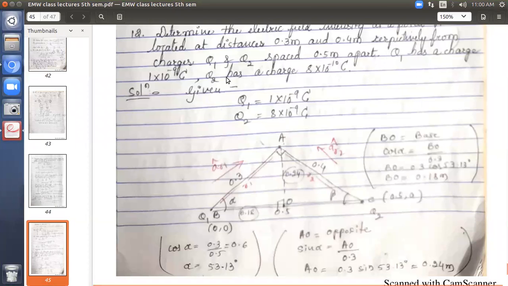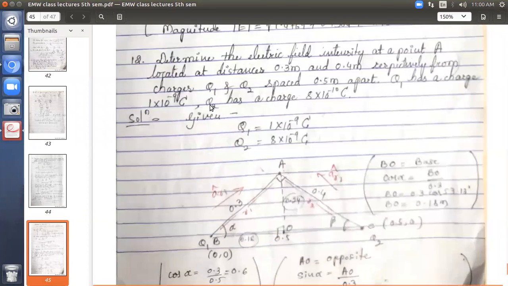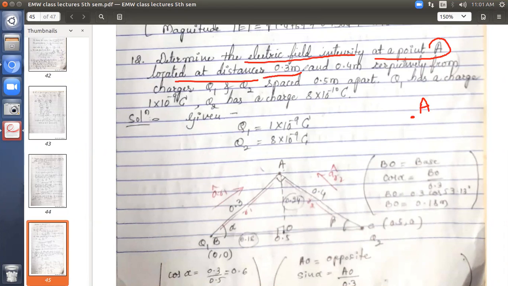So in this given problem, according to the given question, let me just recall it. We need to find the electric field intensity at a point A. We have a point A here, which is located at distance 0.3 meter and 0.4 meter respectively from the charges Q1 and Q2. There are two charges, say Q1 and Q2.